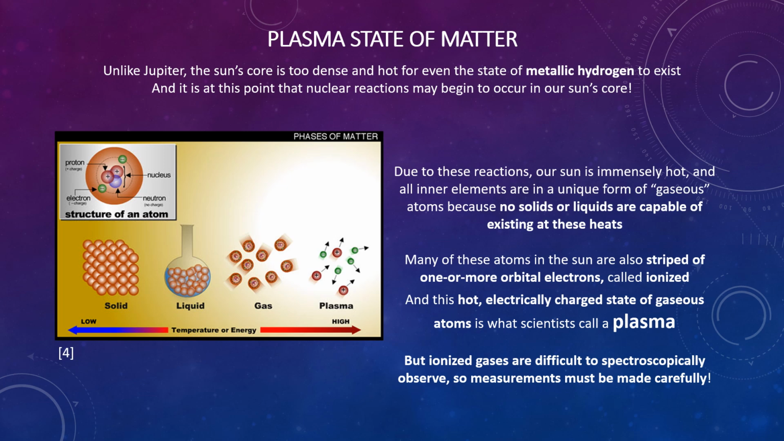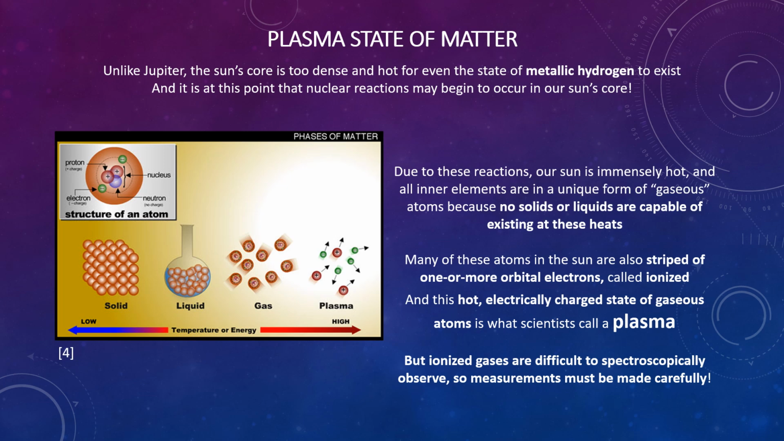Previously in this course, we talked about how Jupiter had a composition of hydrogen and helium, and how in its core it had metallic hydrogen due to the enormous densities there. However, the Sun is too dense and too hot for metallic hydrogen to exist in its core, because at this point, nuclear reactions begin to occur. So, due to these reactions, our sun is incredibly hot, and all of the inner elements are in a unique form of gaseous atoms because there are no solids or liquids that can exist at this level of heat.